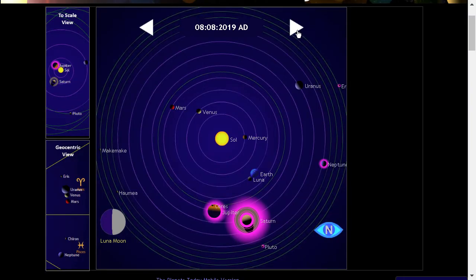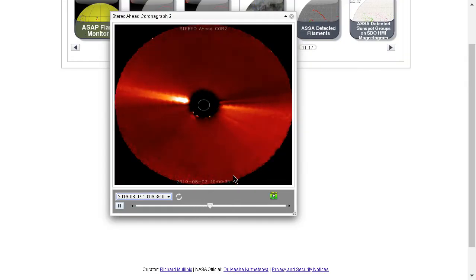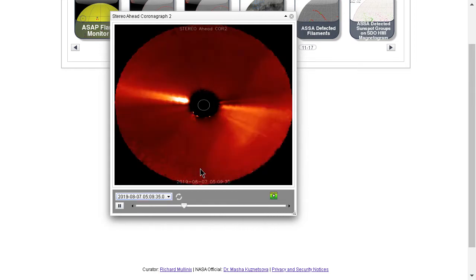Here's the locations of planets and so on. There's where they'll be in 1 week, right around full moon. We'll skip the LASCO C2 and C3. We're going to re-show you the coronal mass ejection that we covered yesterday.